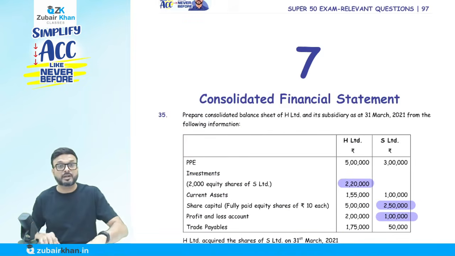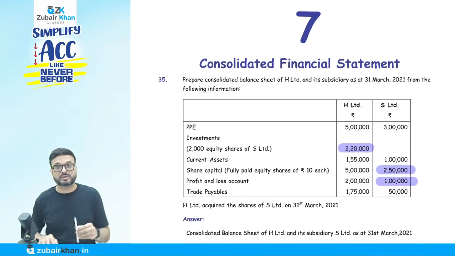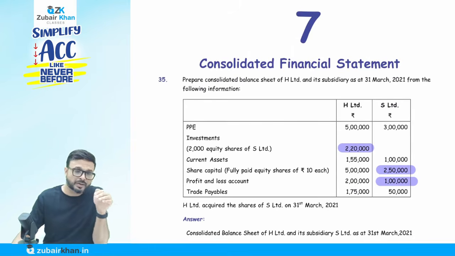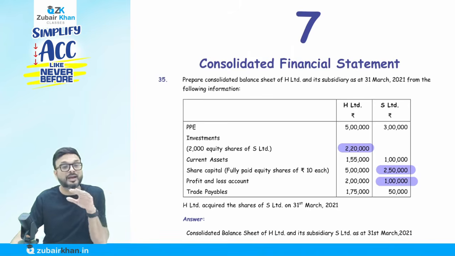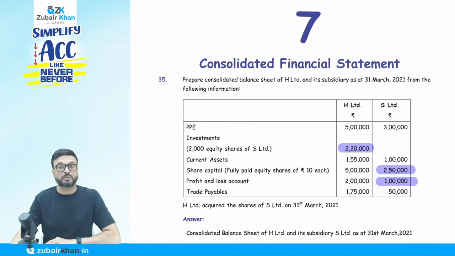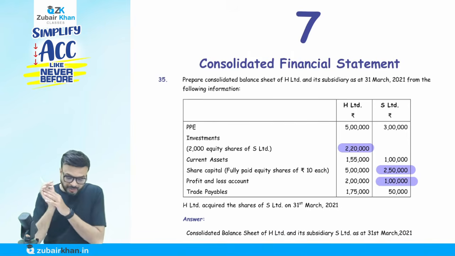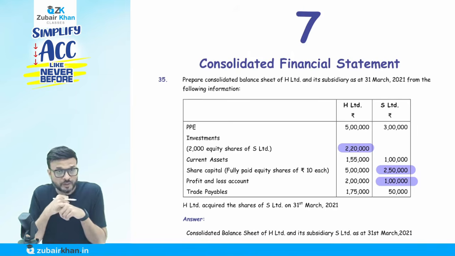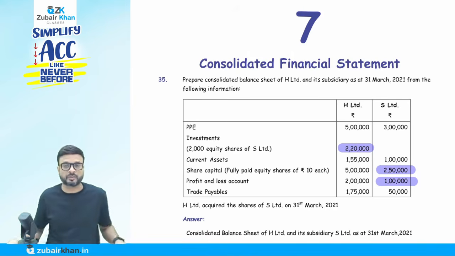Let's start with the first question of consolidated financial statements. So come to question number 35. There is also the consolidated profit and loss account, and so many things like uniform accounting policy. I will discuss all of them with you, one by one. Now come to question number 35. Prepare consolidated balance sheet of H Limited and its subsidiary as at 31st of March 2021 from the following information.